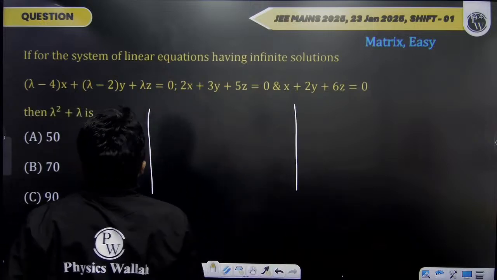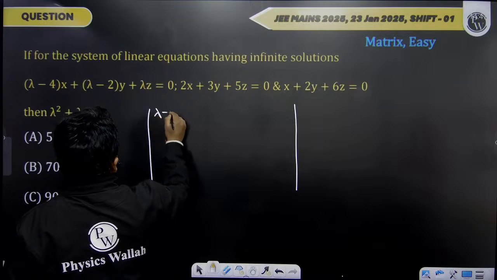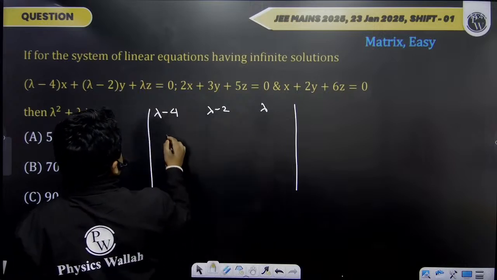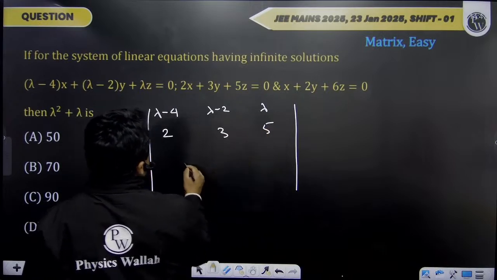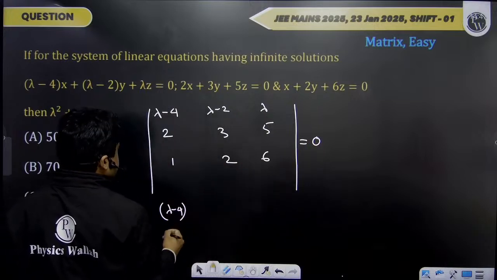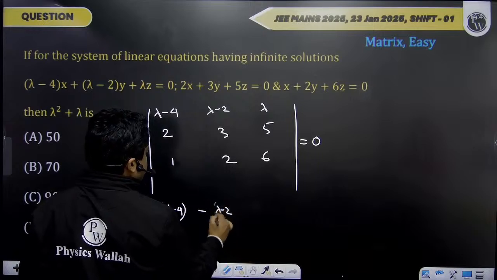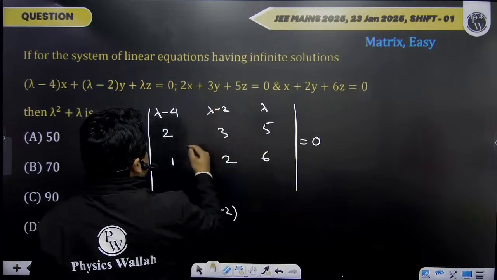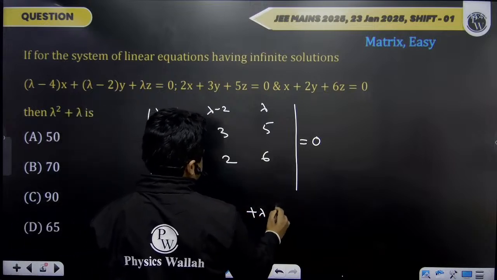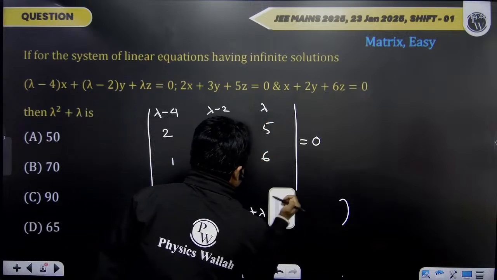Obviously, infinite solutions means what? The delta has to be equal to 0. So from the Cramer's rule, lambda minus 4, lambda minus 2, and lambda, and here it is 2, p, 5, 1, 2, 6. So this is equal to 0. So lambda minus 4 into 18 minus 10, it will be 8, minus lambda minus 2 into 12 minus 5, that is 7, plus lambda into 4 minus 3, that is 1, right? So this is equal to 0.